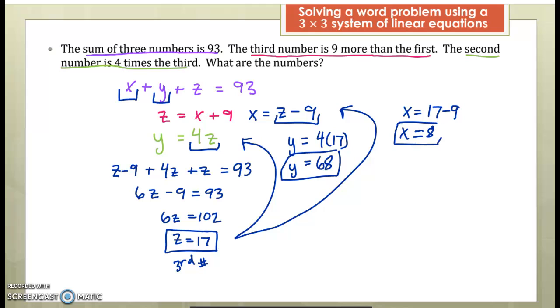When you are finished with the solving of these problems, we could, of course, go ahead and check our work. But we always need to make sure we refer our variables back to what the question's asking. What is x? X is our first number. Y is our second number. And we already put down that z was our third number. Okay, so that is one example of solving a word problem using a 3x3 system.